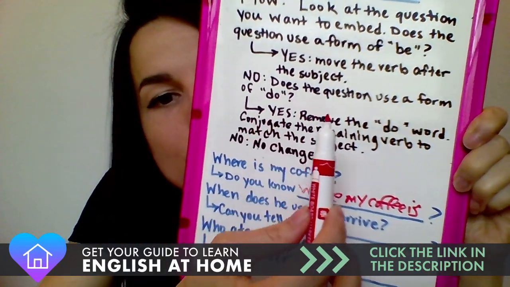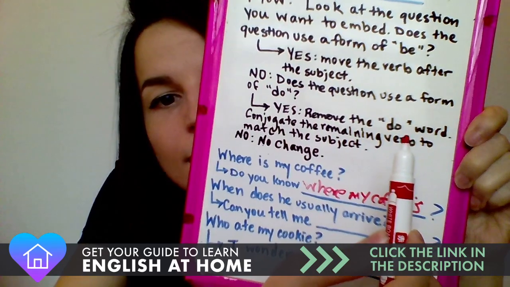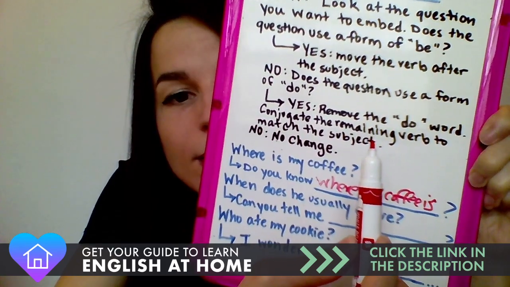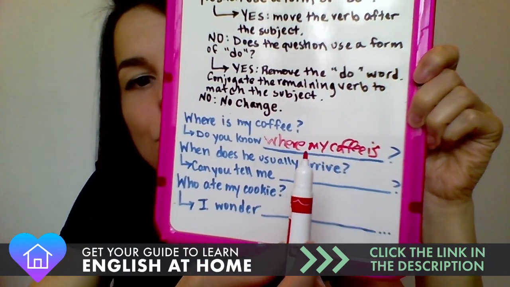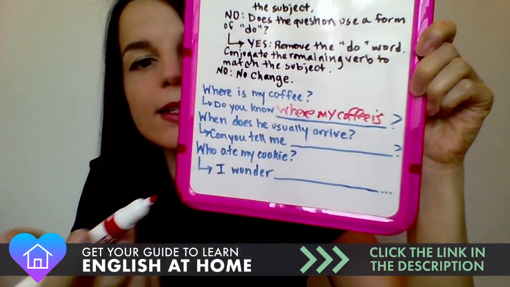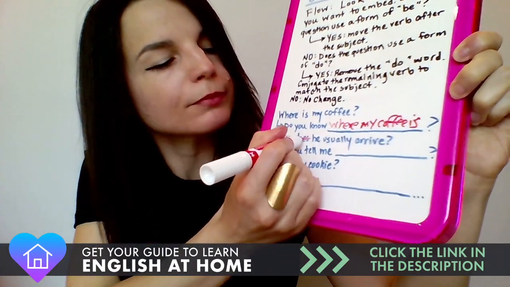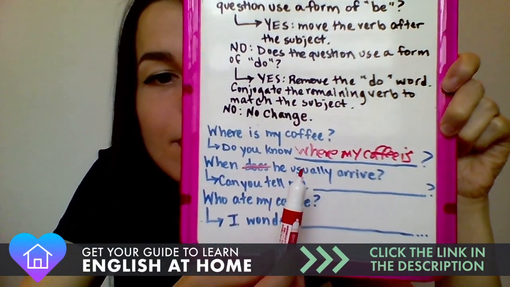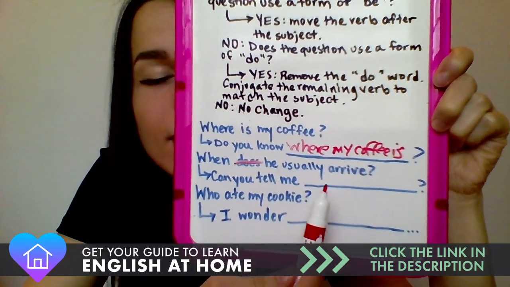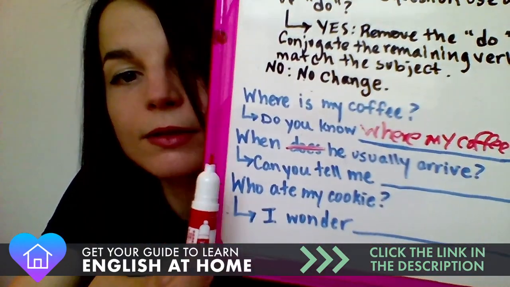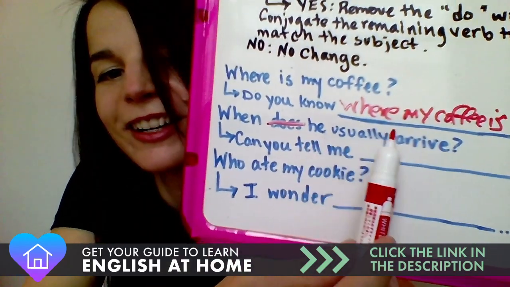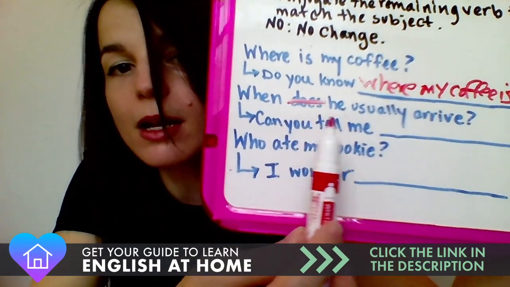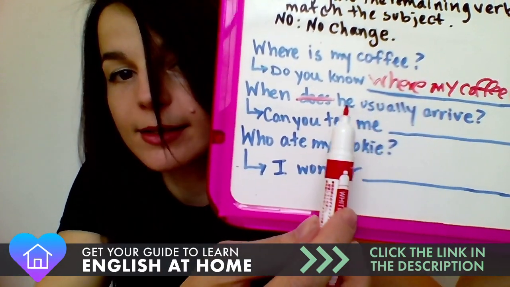Remove the do word, conjugate the remaining verb to match the subject. So what does this mean? First, I have to remove the do verb. So does needs to go away. Then I need to conjugate the remaining verb. The remaining verb is arrive in this case. When I say conjugate the remaining verb, I mean make the verb match the subject.